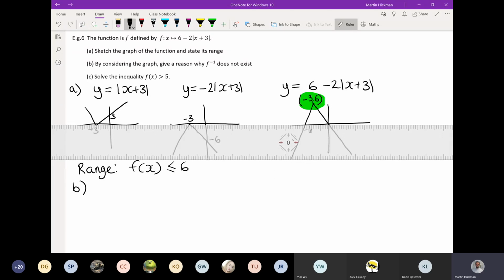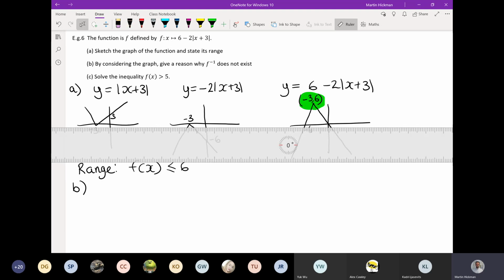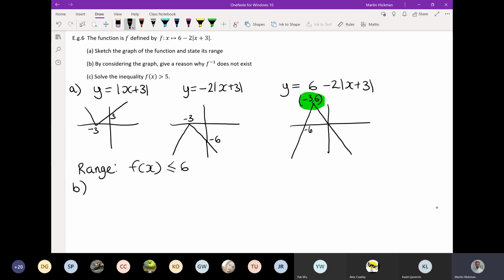If you just, for a very simple example, take the x-axis, you can see that when x is -6, when x is 0, both of those values give you y equals 0. So more than one value of x gives you the same value of y. What this means is it is many to 1. And for it to have an inverse, it needs to be a one-to-one function. So it is many to 1 and not 1-to-1. So therefore, the inverse does not exist.